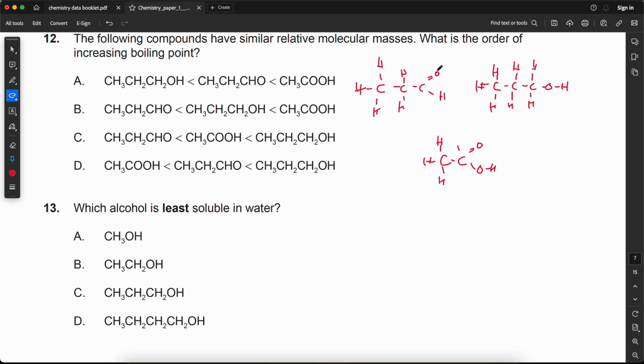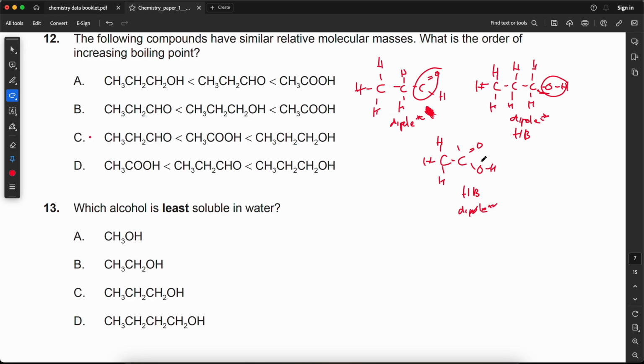Okay, here we've got only dipole-dipole forces. Here we've got dipole-dipole forces, C and O, and also hydrogen bond. Okay, dipole-dipole and hydrogen bond. Here we've got hydrogen bond and dipole-dipole as well. So obviously this one will have the lowest boiling point. Okay, so we start with B or C.